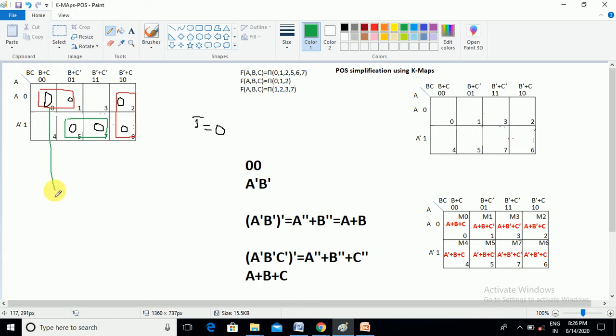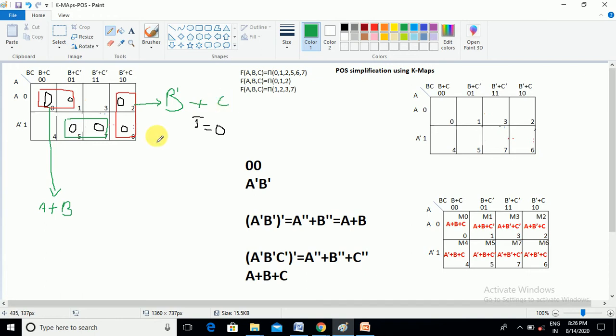The first answer is for this group, 0 and 1. What is common in 0 and 1? You go to this map: A and B are common. Then you need to write the answer as A plus B. In a min-term combination you would write AB, but here it is A plus B. Okay, A plus B is the answer for the first group. For the second group, you go to 2 and 6. Which one is common? B dash and C are common, so you have to write B dash plus C.